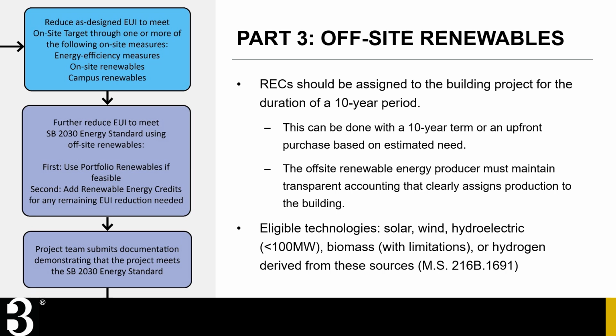RECs need to cover at least 10 years of the building's energy use, though there's flexibility in how this is achieved, such as an annual procurement based on actual energy use or an upfront purchase based on estimated energy loads. However, it is critical to ensure that the energy sources align with the state's legislative definition of renewable energy. This includes solar, wind, and small hydro. Using biomass will require an in-depth review of both its carbon intensity and whether the specific resources used can truly be characterized as renewable. Hydrogen is only generally acceptable if derived from these renewable sources.